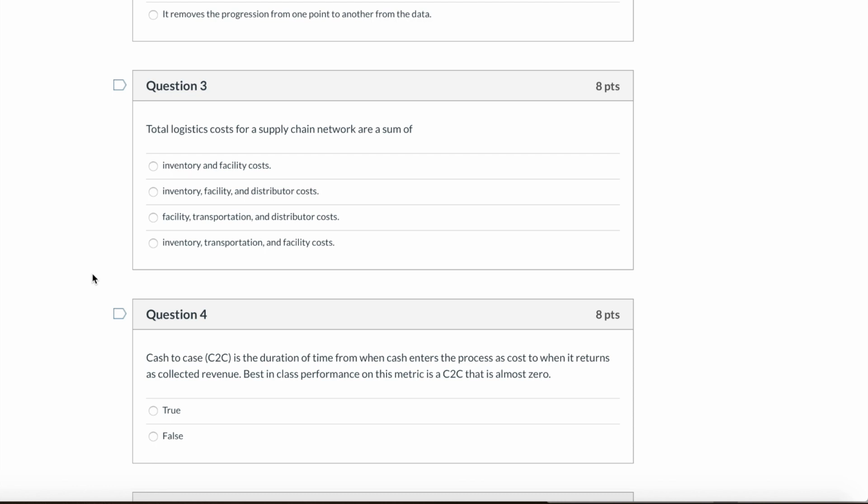Total logistics cost. This is something that you're just going to have to remember, and it's three things. So if you ever see two, you can immediately eliminate that. It's inventory, transportation, and facility. It does not have to do with distributor. So make sure you remember inventory, transportation, facility. ITF.